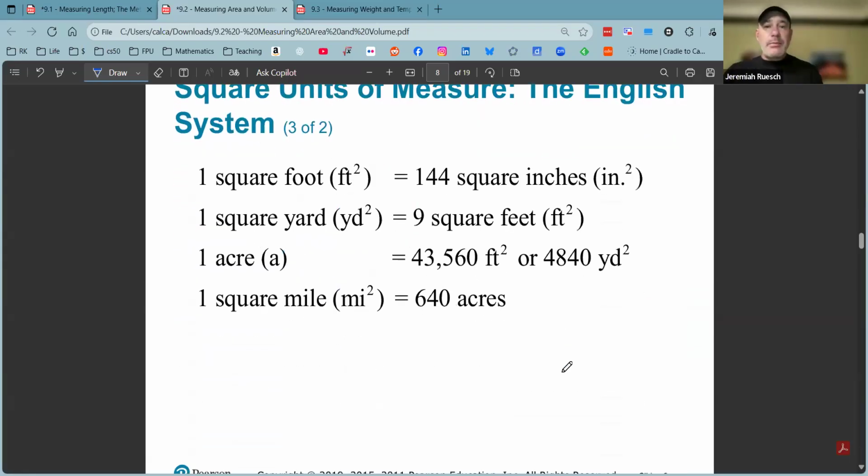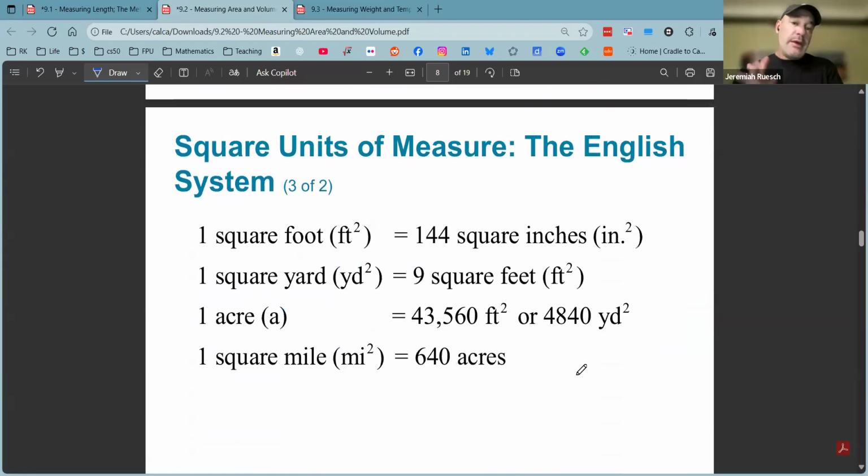All right, so here's some other common measurements that we use in converting between areas. So 1 square foot is 144 square inches. 1 square yard is 9 square feet. 1 acre is 43,560 square feet, or 4,840 square yards. And 1 square mile is about 640 acres.